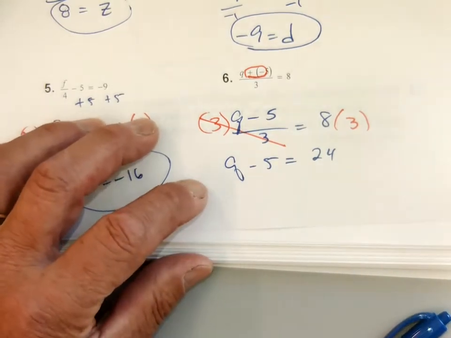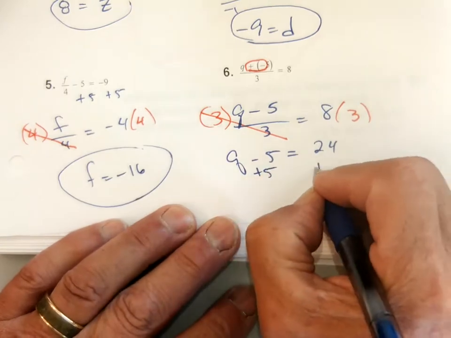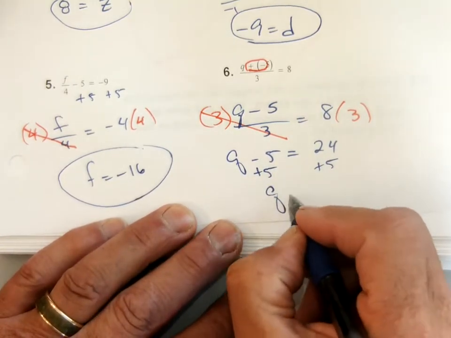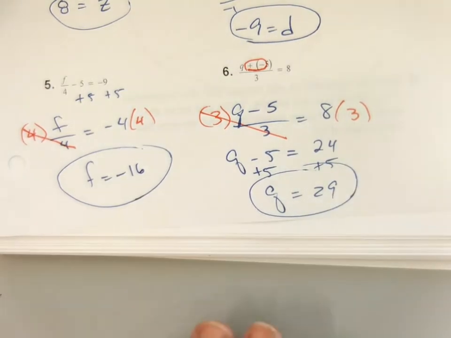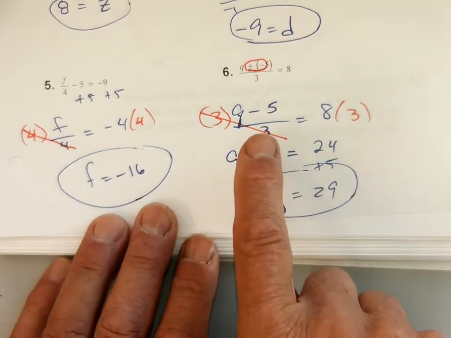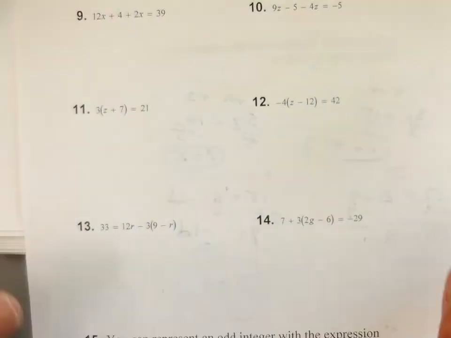Plus 5, plus 5, plus 5, plus 5. Q equals 29, okay? Thumbs up on that one? Hopefully you understand why I multiplied by 3 first, because it's all divided by 3, right? Okay, let's take a look at the back side, okay?